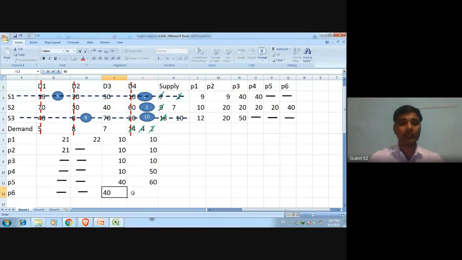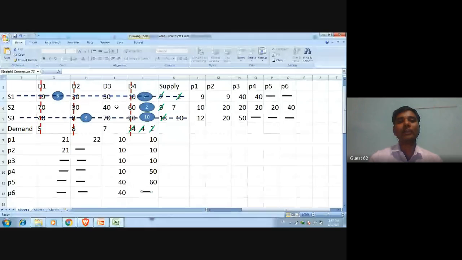And also there is no need to calculate the penalty for column D4. So we will draw a dash in column D4. Again, let's check which one has the maximum penalty. So this 40 in the row and 40 is also in the D3 column. So this single penalty is the maximum.